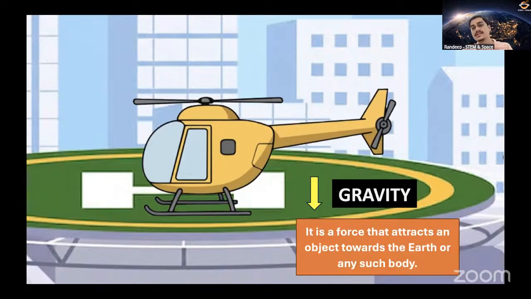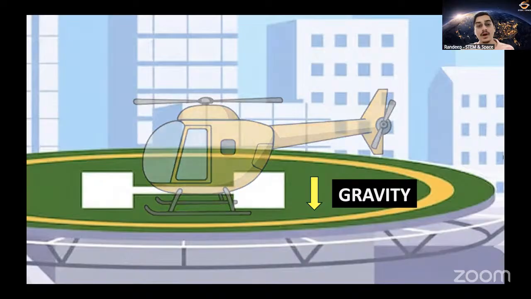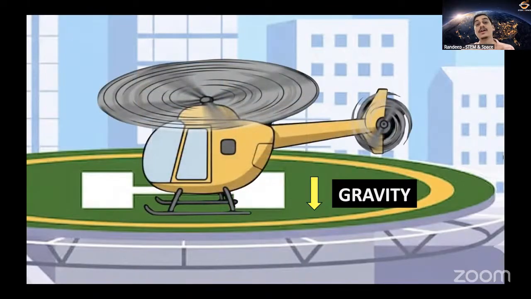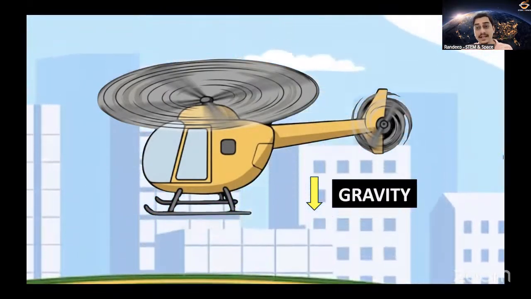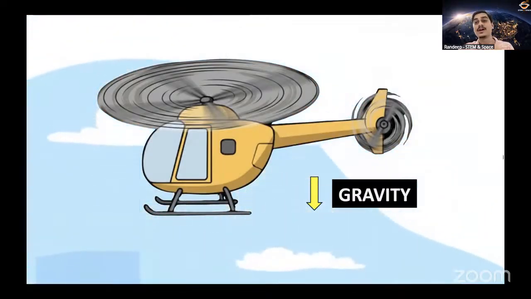Okay. So what is this gravity? Gravity is the force that attracts an object towards the earth or any such body that many of you must have learned in your school lessons as well. To counteract this gravity, now what happens is that, let's say that now I start spinning the blades or spinning the fans of the helicopter. What do these blades do? When they start spinning, they eventually take the helicopter upwards.